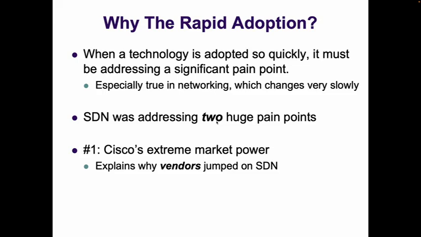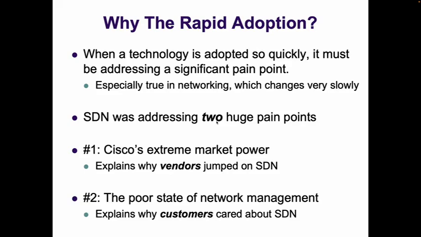That's why everybody joined, even though they had to give up intellectual property rights to a lot of ideas, just because Cisco was so dominant that there was no other way to break into the market. So that explains why the vendors were so fast to adopt. But it doesn't explain why users would care. Most of this lecture will be about why users cared, and that's the poor state of network management. So I'm going to now talk about network management.